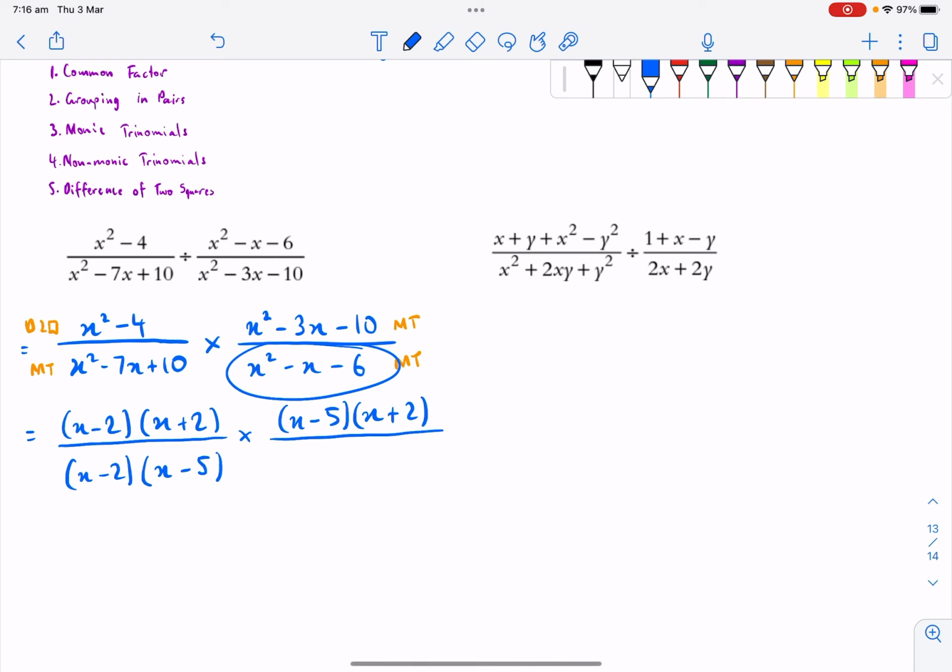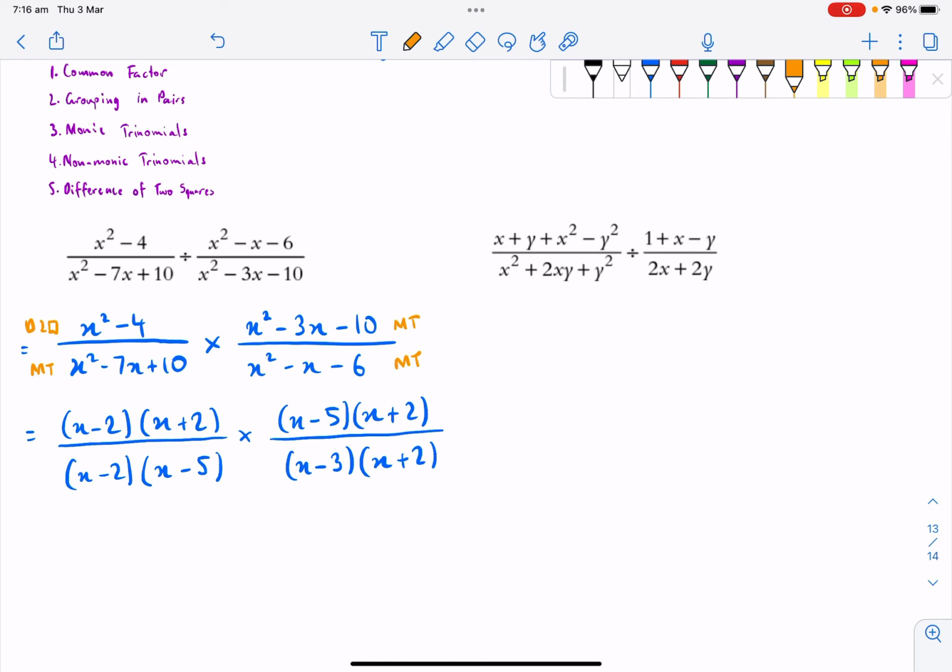And over here, everyone gets tricked by this. When you see an x, just imagine there's a 1 in front of it. So therefore the sum here is -1, product of -6. So -1, -6 is minus 3 and positive 2. So x minus 3, x plus 2. And there we go. Now we can start crossing things out.